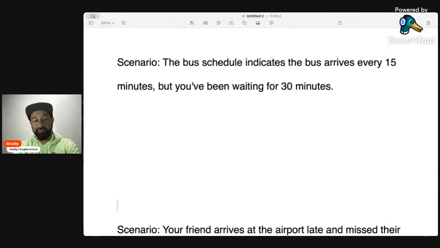Okay, let's look at the next one. The bus schedule says that the bus arrives every 15 minutes. But you've been waiting for 30 minutes. You've been waiting a long time. What sentence will you make here?